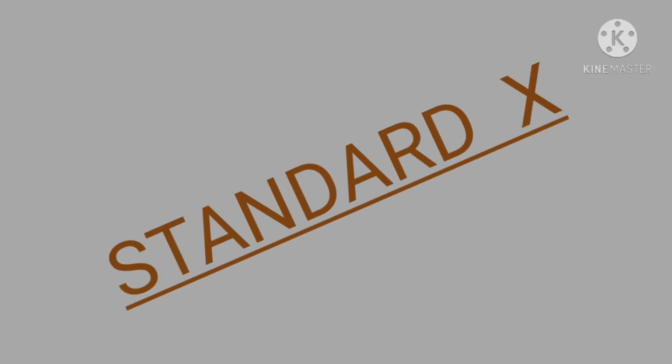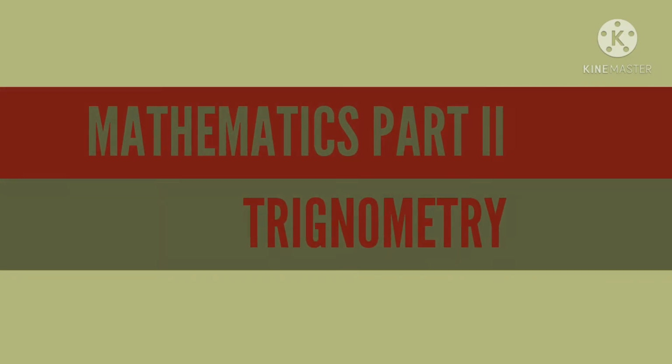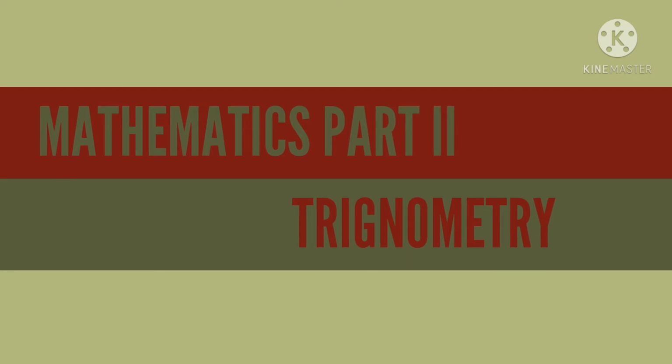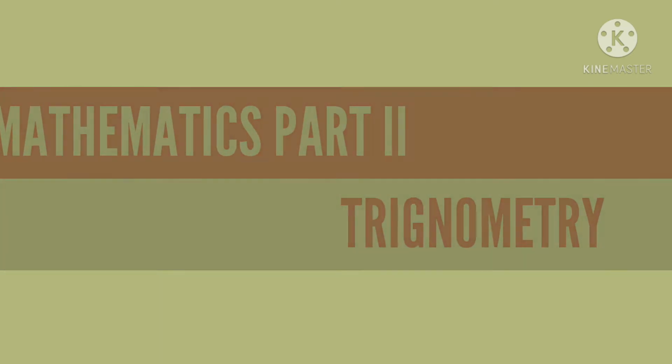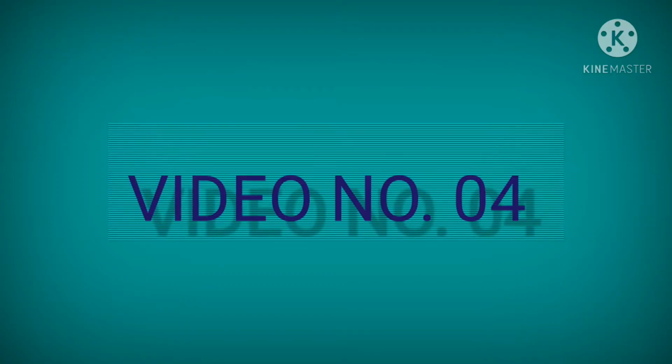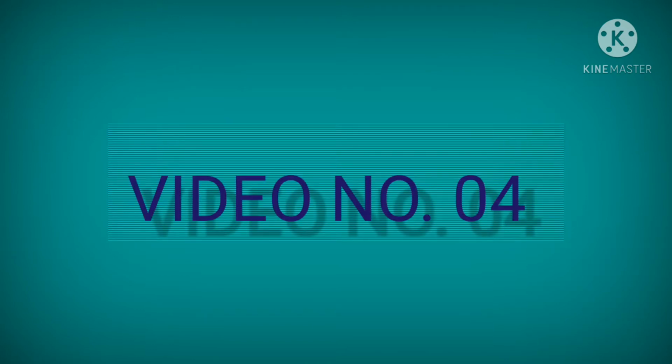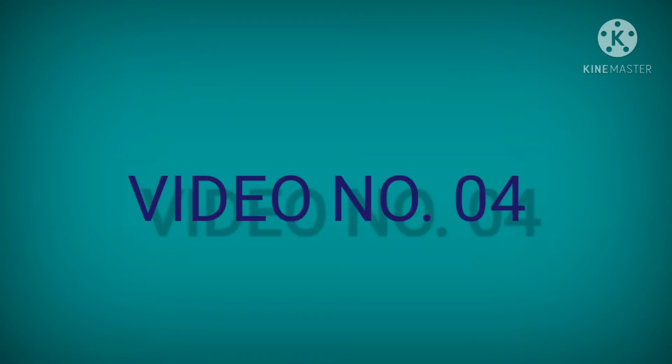Standard 10th Mathematics Part 2. Chapter Trigonometry. In video number 4, dealing with values of trigonometric ratios of angles measuring 0 degrees, 30 degrees, 45 degrees, 60 degrees and 90 degrees.